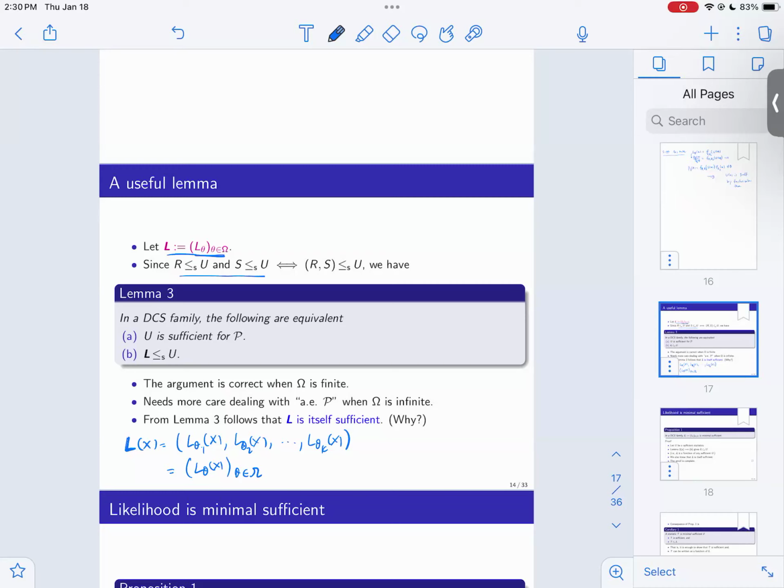Okay, so now I want to verify whether L itself is sufficient. I can plug it into B for U, right? In the function itself, so it goes.